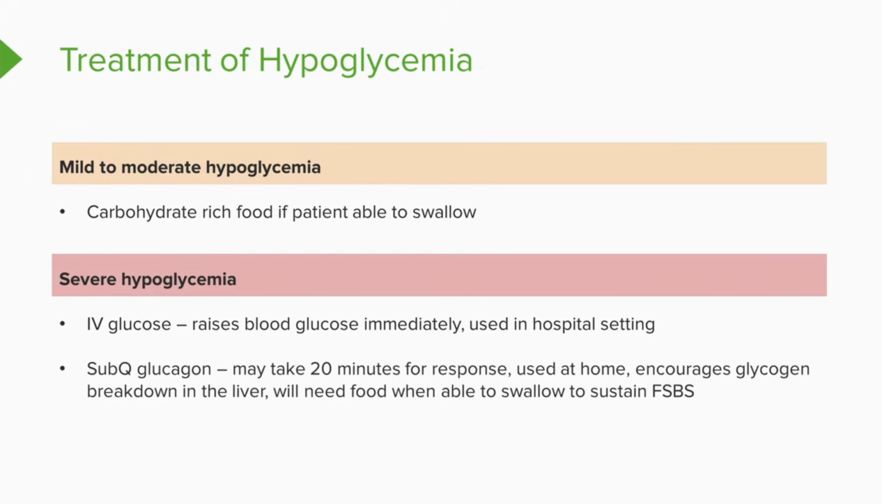Let's say they're at home and their blood sugar is drastically low. They can use sub-Q glucagon, but this doesn't kick in as quick. It takes about 20 minutes for a response. So we can use it at home. Let's say you've called the ambulance, you're waiting for them to come. This will encourage the glycogen breakdown in the liver. So they're going to need food when they wake up and they're able to swallow to keep that reaction going, but the sub-Q glucagon will take 20 minutes.